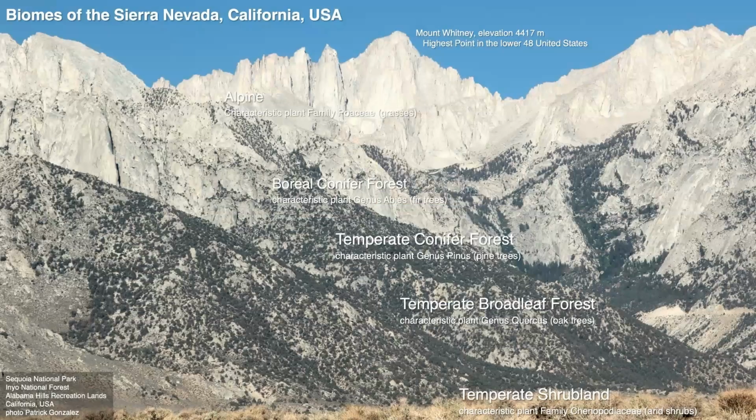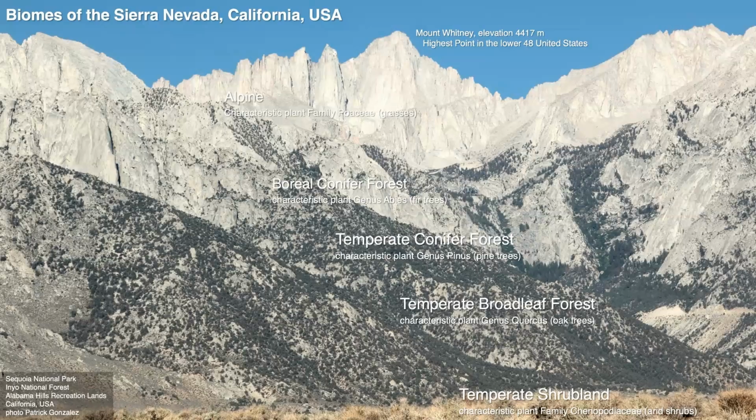This is the eastern side of the Sierra Nevada, and it's an excellent illustration of elevation differentiating vegetation into biomes. And so we start with temperate shrubland, and then temperate broadleaf forest, so a lot of foothill oaks, and then temperate conifer forest, so a lot of pines, ponderosa pine, Jeffrey pine, and then kind of analogous to boreal conifer forest. So that's Abies, fir trees, kind of colder zone trees. And then way at the top, alpine grassland. And then, of course, there's sheer rock.